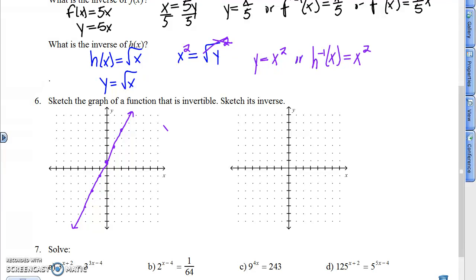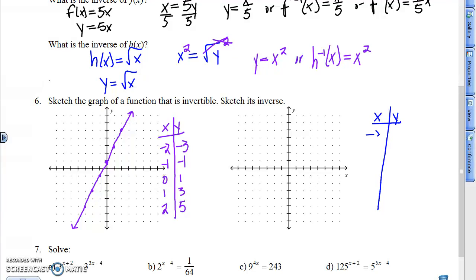I created a table of values for this. At -2, I had a y value of -3. At -1, a y value of -1, 0, 1, 1, 3, 2, 5. So then to find my inverse, again, I'm going to apply the same concept as we've seen several times already in this review, as I'm going to switch my x and my y values. So -3, -2, -1, -1, 1, 0, 3, 1, and 5, 2. Plotting those points. And I get the inverse graph.